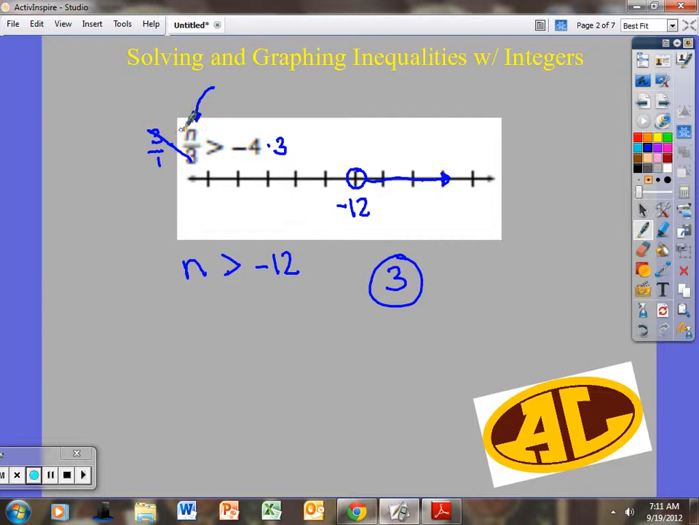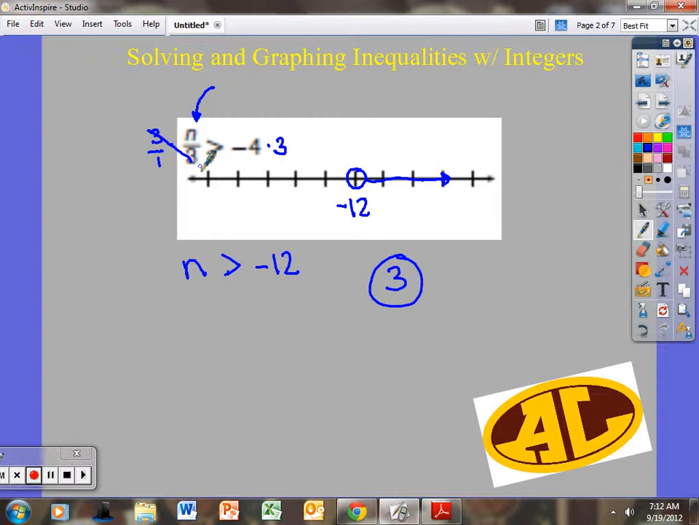Let's just try -15, my fault. -15 divided by 3 is -5. Is -5 greater than -4? No, it's not. So this is vital, boys and girls, that you check when you're doing these inequalities, to make sure that it makes the inequality true.